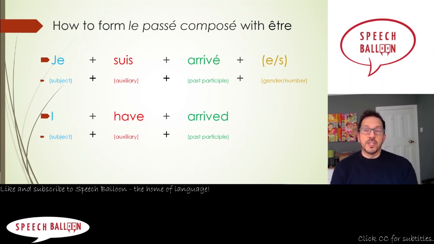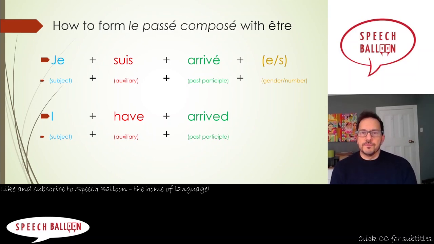Forming the Passé Composé with être is more or less the same as when using avoir, with a couple of small details which only really matter in writing for the most part. But I think it's important to be aware of them. The basic structure is still subject plus auxiliary plus past participle. So let's look at the structure.